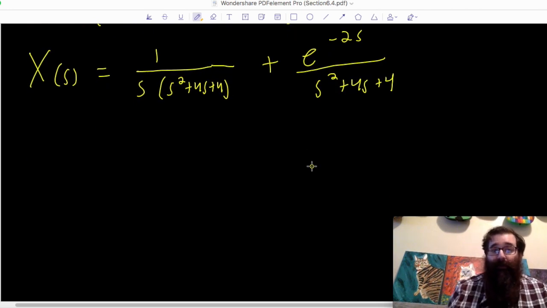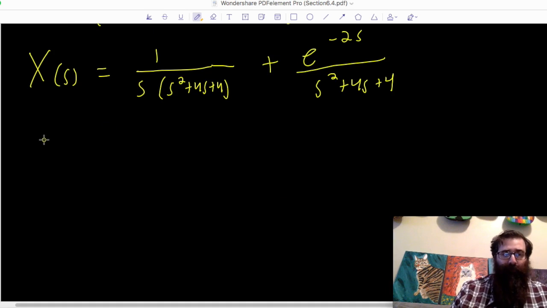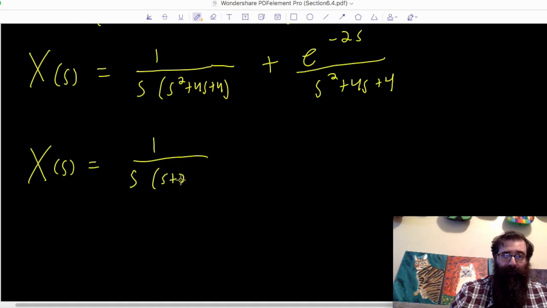And this one's going to be some more work still, right? These aren't always going to be fast or straightforward, so let's get working. I can factor a bit more. So say capital X of S is 1 over S times S plus 2 squared, S plus 2 times S plus 2, plus e to the minus 2s divided by S plus 2 squared.